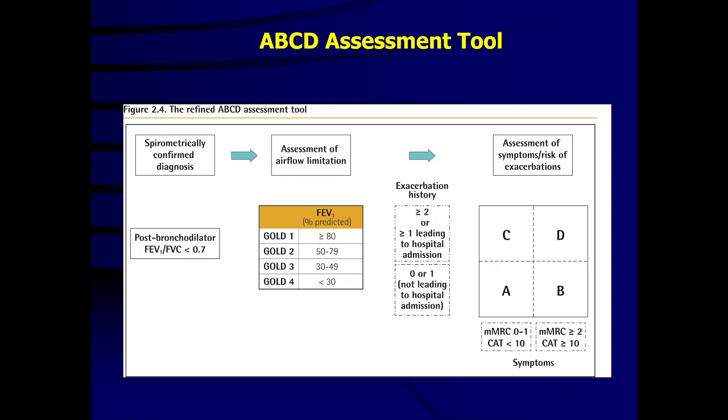So we have four categories of patients with COPD. Group A, these patients have COPD, but they have minimal symptoms and they are not exacerbation prone. Group B, they are symptomatic more than group A, but they are not exacerbation prone. Group C, they have minimal symptoms, but they are exacerbation prone. Group D, they are very symptomatic and they are exacerbation prone.